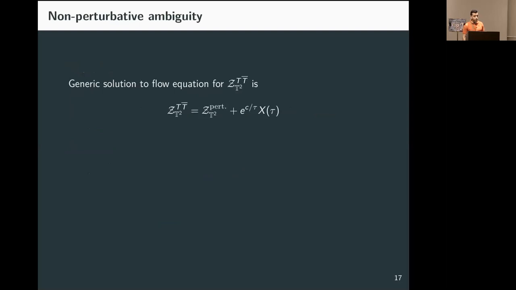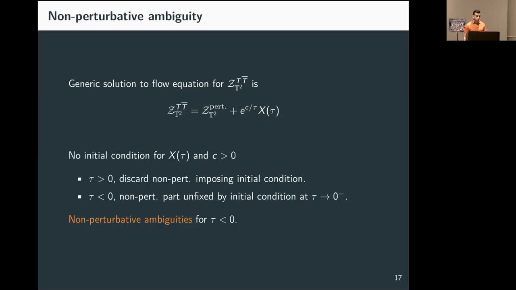Also, the torus partition function allows me to introduce something called a non-perturbative ambiguity. We have this diffusion equation for the partition function of the deformed theory, which has this generic solution: a perturbative part in this coupling tau, plus a non-perturbative part, which is bound to be of this form for some function x of tau.